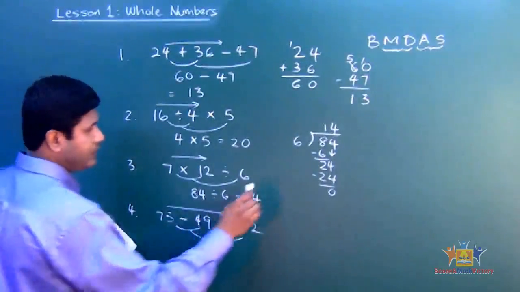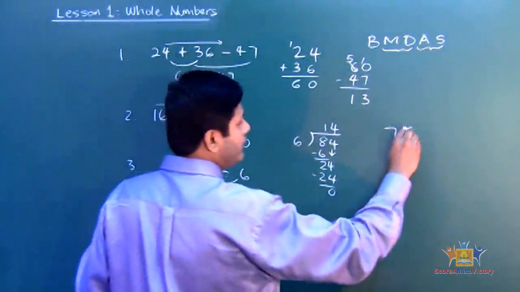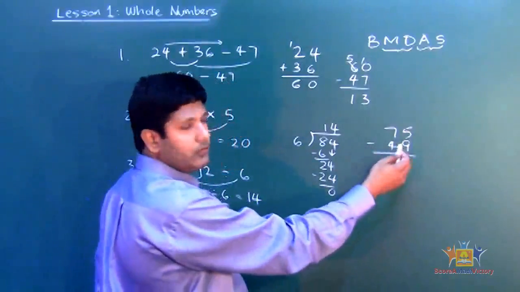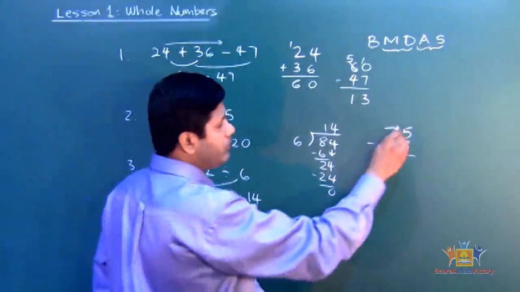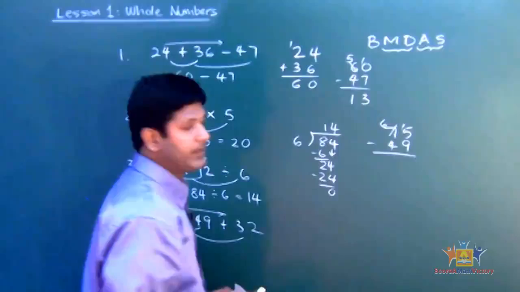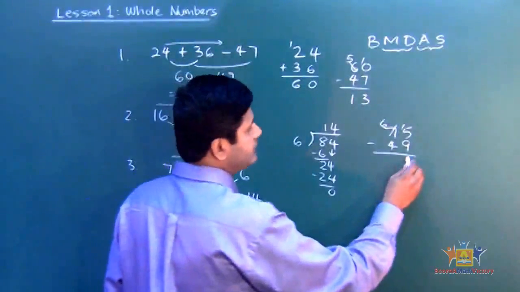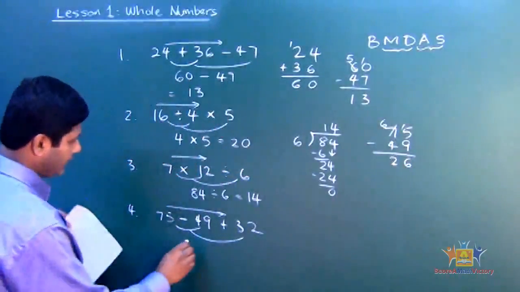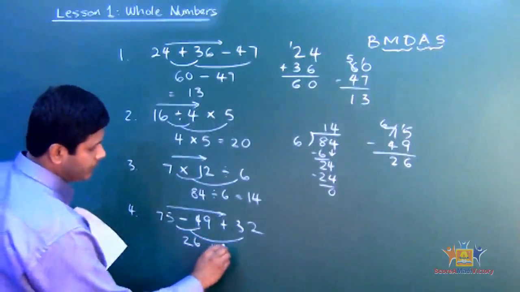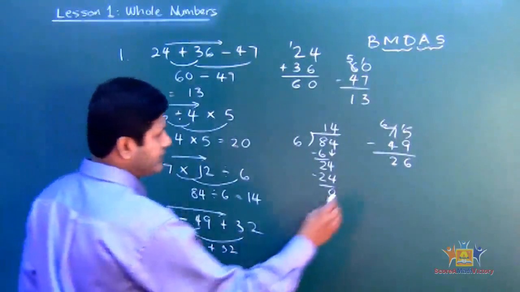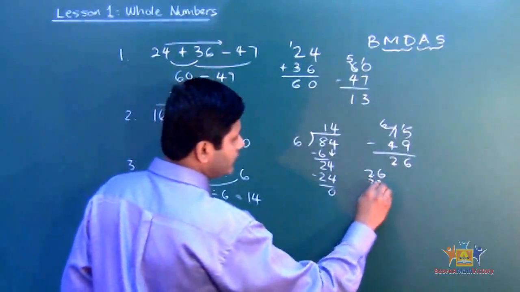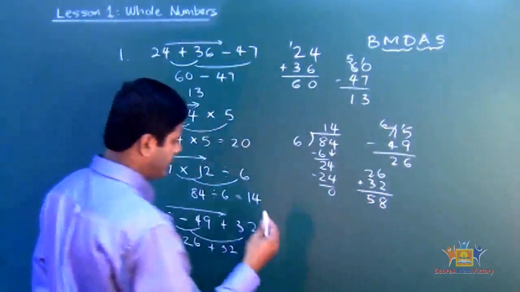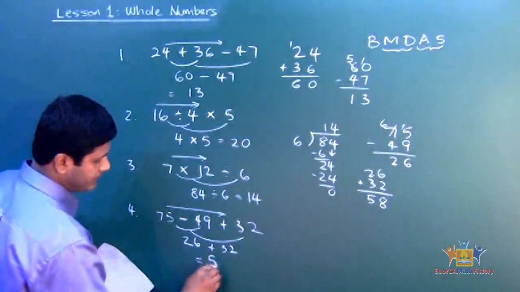Okay, so let's do that. 75, we're going to line it up. 75 minus 49. 5 minus 9, we can't, so we're going to borrow from 7. 7 becomes 6, 5 becomes 15. 15 minus 9 is 6. 6 minus 4 is 2, so it gives us 26. So now I got 26. I'm going to add that with 32. So I take 26, line it up with 32. 6 plus 2 is 8. 2 plus 3 is 5. So that gives me 58.